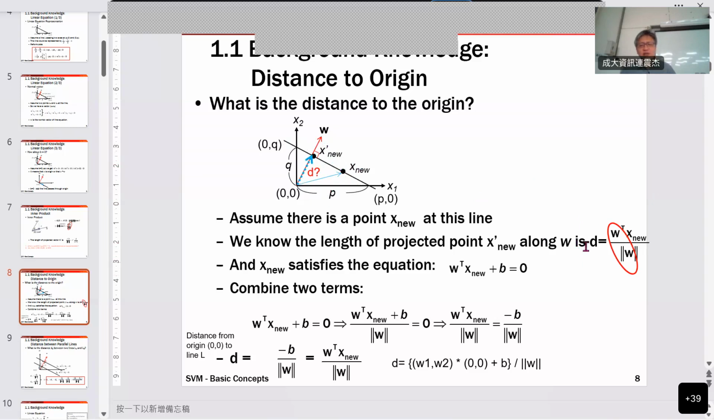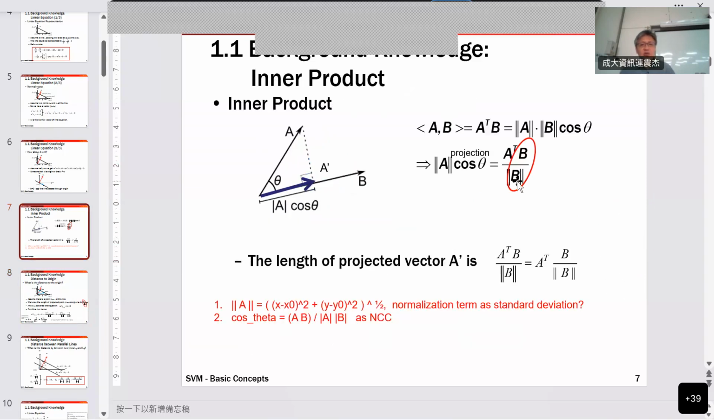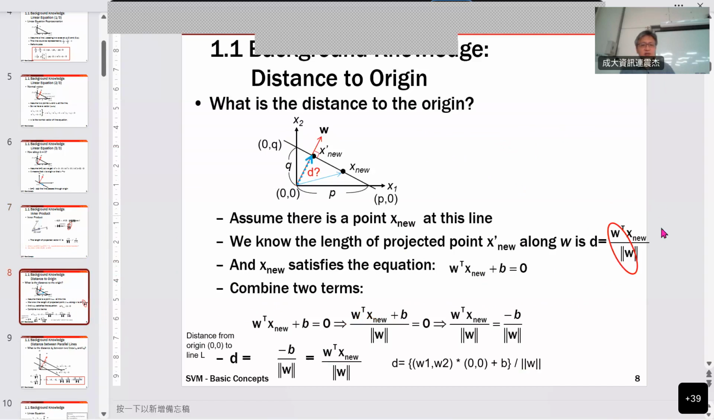So D equals any point x projected on the unit vector of W, which is in the W direction. So this one equals this one. Okay, this D. So we define the D.